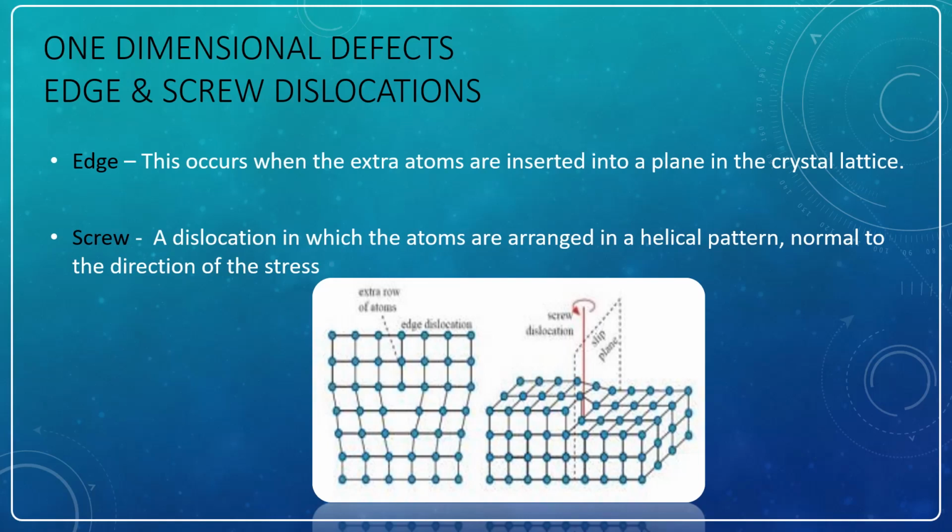Now we can discuss one-dimensional defects, the edge and screw dislocations. In edge dislocation, extra atoms are inserted in the plane of a crystal lattice. As you see in the diagram, three atoms get disturbed in the lattice plane. As a result, the structure of the crystal gets distorted. And in the screw dislocation, the atoms are arranged in a helical pattern. That is, the disturbance occurs normal to the direction of the stress.